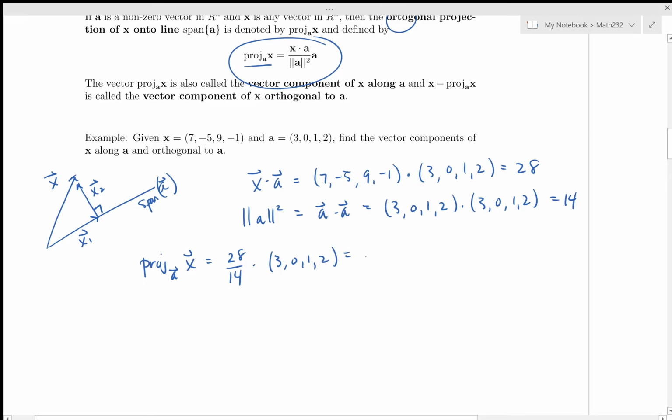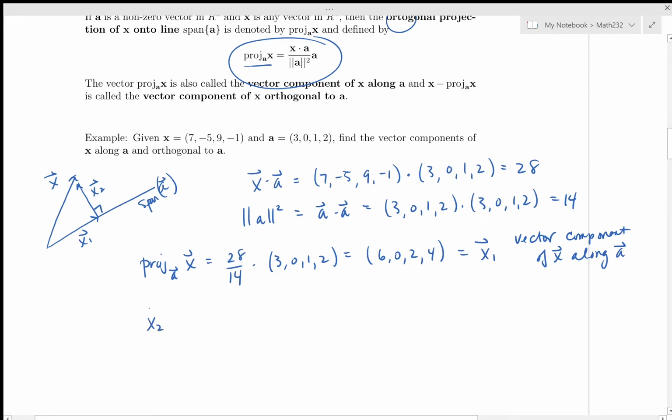And that is (6, 0, 2, 4), and that is x1 in our drawing. That is the vector component of x along A. Maybe I'll even write that for our first example. Vector component of x along A. And the next thing I'm going to do is calculate the vector component orthogonal to A. That's going to be x2.